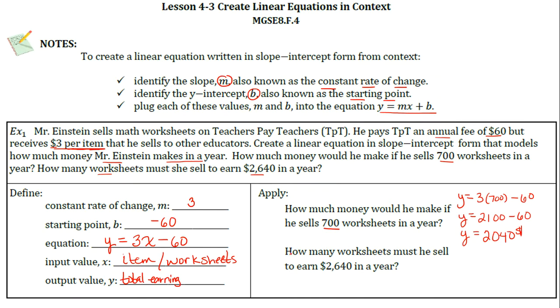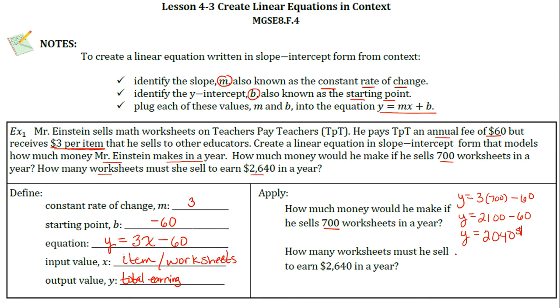Now let's take a look at how many worksheets he must sell. So we're looking for x. How many worksheets? We know x represents worksheets. So how many worksheets must he sell to earn a total of 2,640? So this time they give us the total earnings, and we must find the x value.